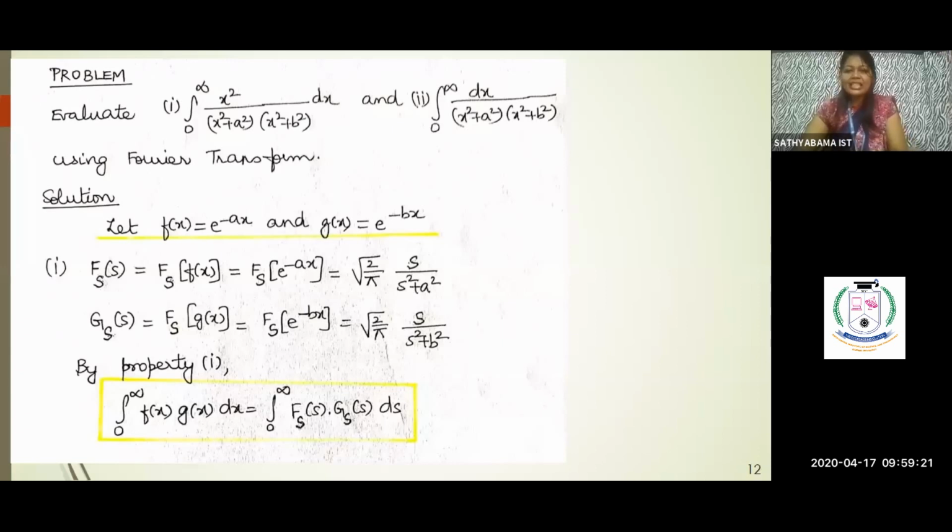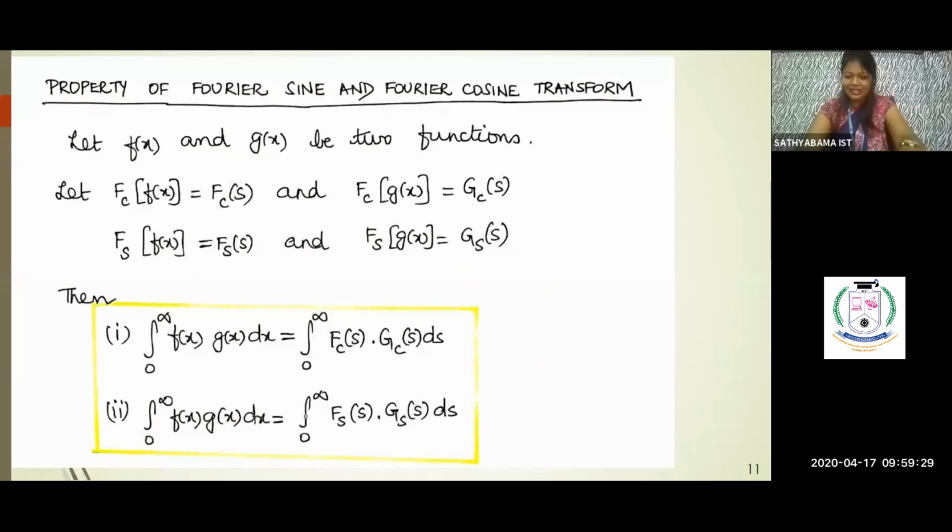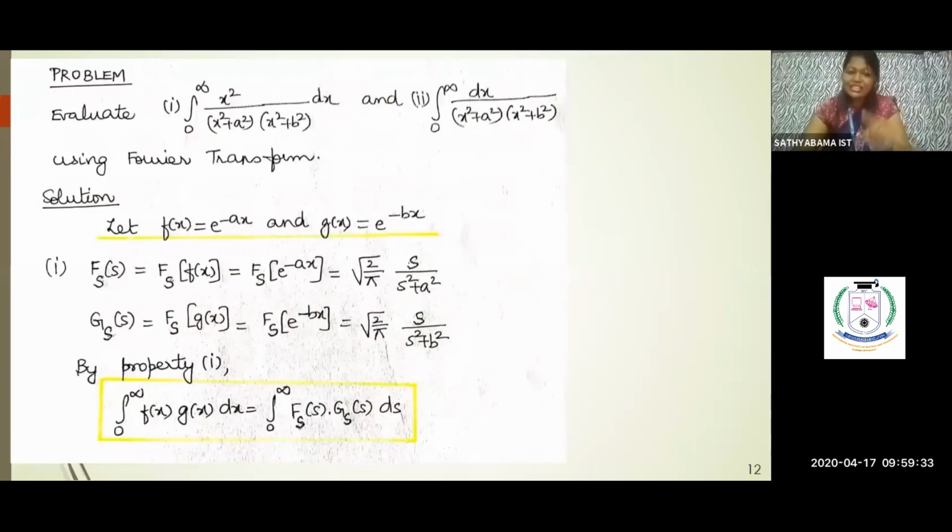Now I'm going to use the property. Look at the previous slide. This property, the second one, which has the sine transform in it, is what I'm going to use. So by the property, I have the integral from 0 to infinity of f(x) g(x) dx is equal to the integral from 0 to infinity of Fs(s) Gs(s) ds. Now all you have to do is simply substitute for the left hand side and the right hand side. So on the left hand side, what will you substitute?